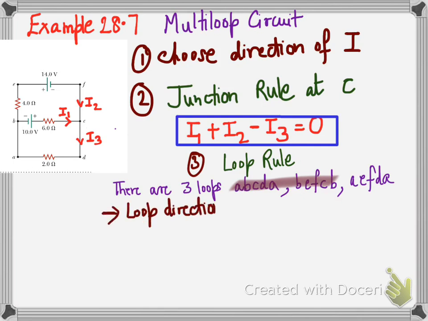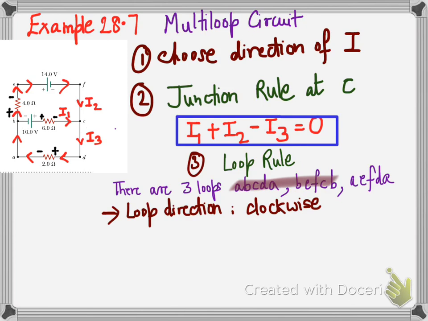Next step, we are going to look at the loop direction. We are going to choose clockwise loop direction. Again, as I have told you before, there are 2 directions which we are looking at: one is the current direction and one is the loop direction. For both the loops A, B, C, D, A and B, E, F, C, B, I'm going to take clockwise direction for this video.